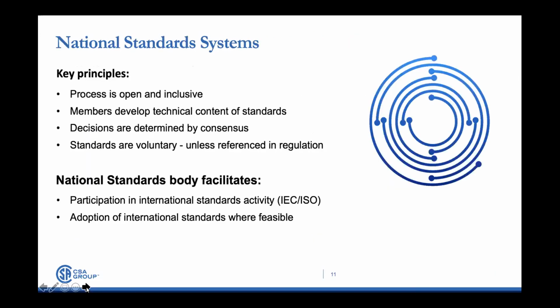So as I said, there's a national standards system that is overseen by Standards Council Canada. The process is open and inclusive. The members develop the content and the decisions are made by consensus. And I'll have a few slides on consensus a little later. But the important thing to remember for us is consensus does not necessarily represent unanimity. It means that you have to have more than a simple majority, but it doesn't mean that everybody's going to be 100% happy with the document at all times. They're voluntary unless referenced in regulation.